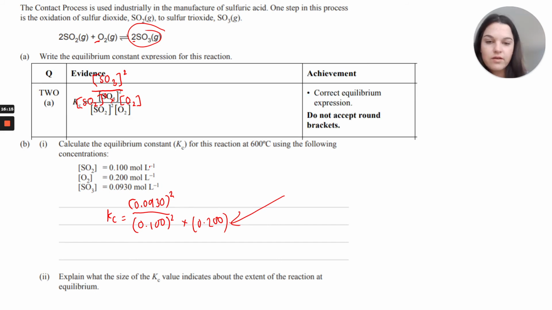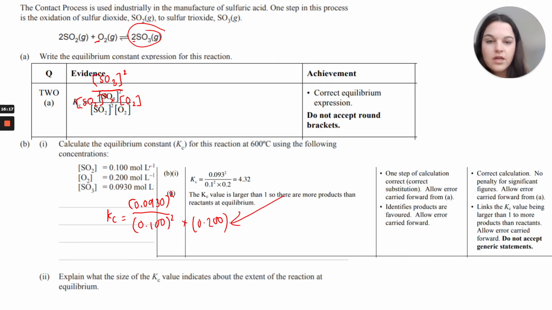I don't have my calculator with me, so let's have a look here. You should get 4.32. And what does that tell you about Kc? Well, 4 is bigger than 1, which means that there is going to be more products than reactants at equilibrium. So you can see this goes up to a merit.